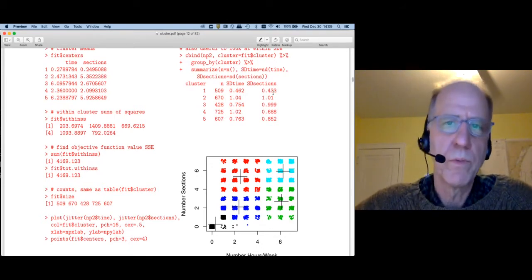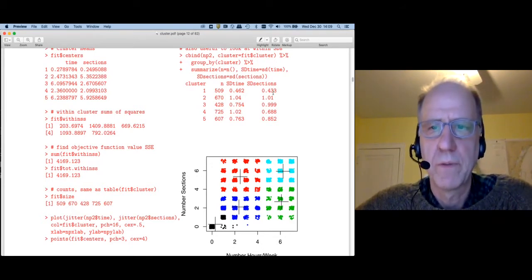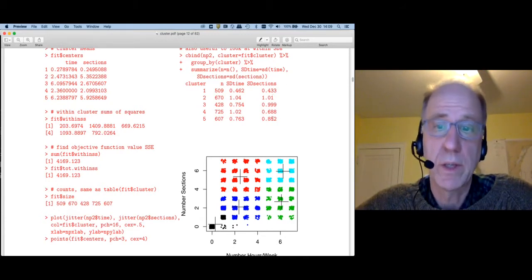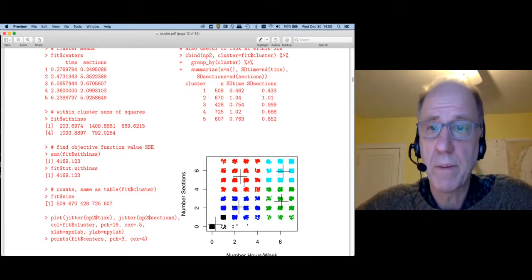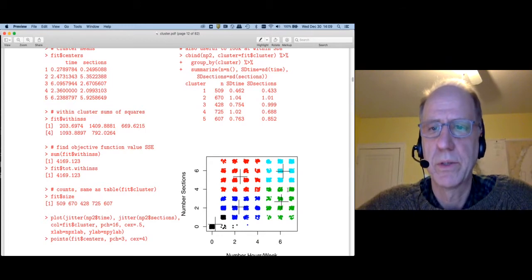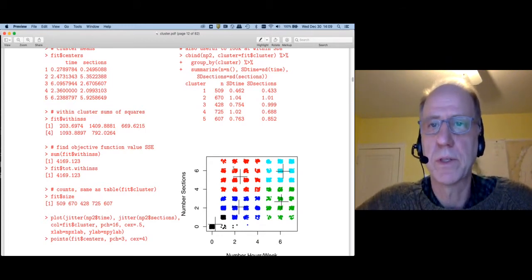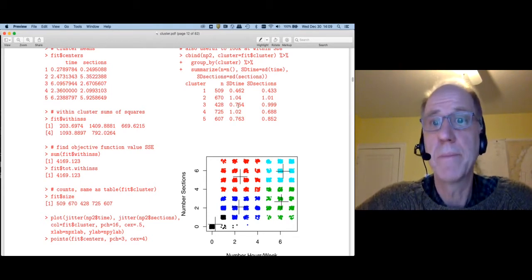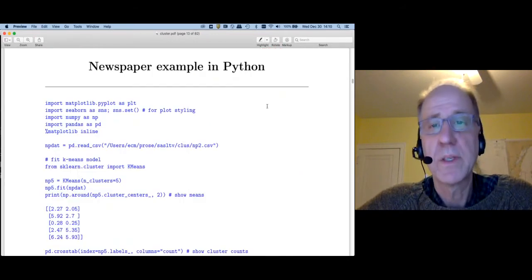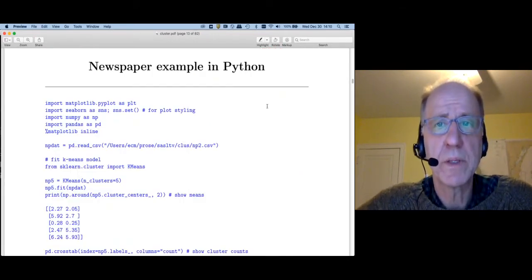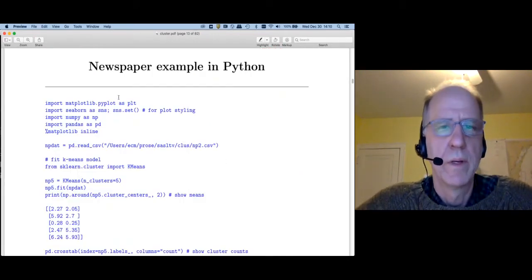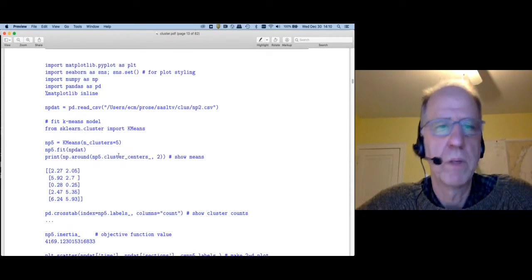So in summary, when you run a cluster solution, the first thing you care about is the cluster means. The second thing you care about is how big are the clusters. Then the third thing you start to care about is the shape of the clusters, which can be described by these within cluster standard deviations. This next slide shows how to run k-means in Python. There's a k-means implementation in scikit-learn. It looks fairly similar to what we had in R.